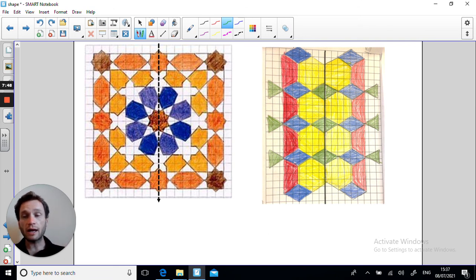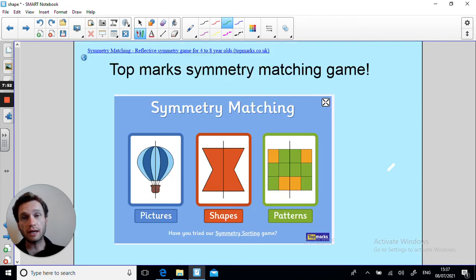Okay. Now, if you enjoy doing that and you're enjoying symmetry, I recommend going on to this game, Top Marks Symmetry Matching Game. We will put the link in the resources. Go on that, have a play, and really enjoy practicing your symmetry skills. So have fun with this.